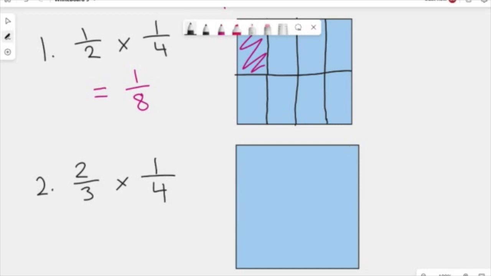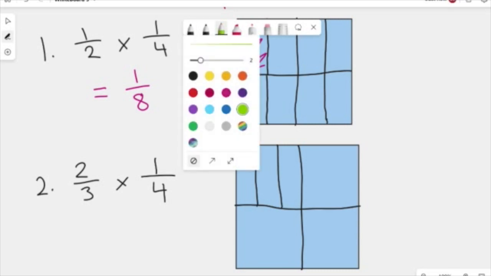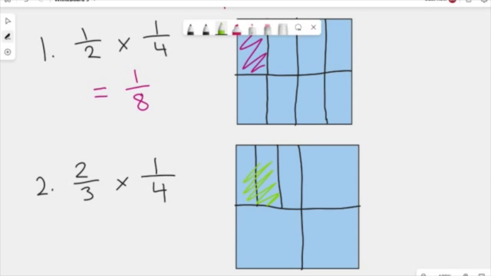Now, I'll do it in a similar way to before, but I have my 4 quarters. So, let's find 2/3 of that. Now, we have 1, 2, 3 portions. I've split up my fraction square. I've split up my quarter into thirds. And I want to show 2/3 of that, which will be this particular portion here.